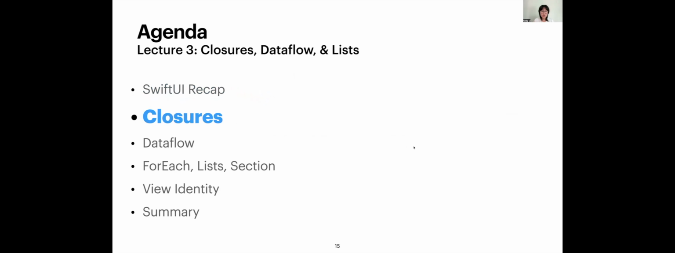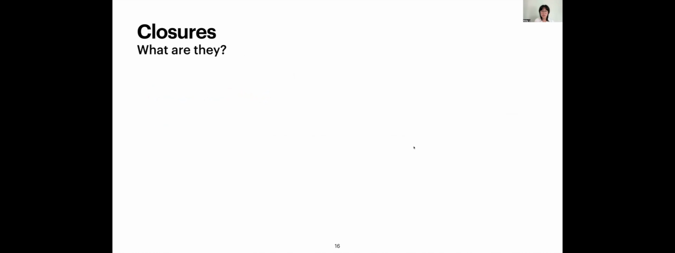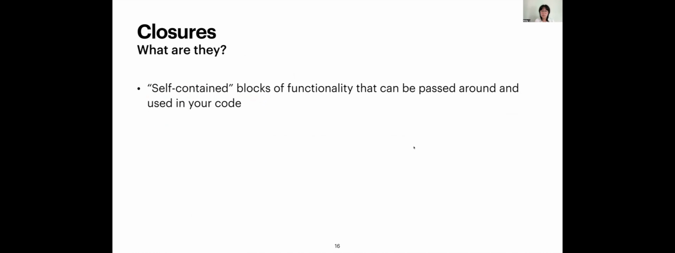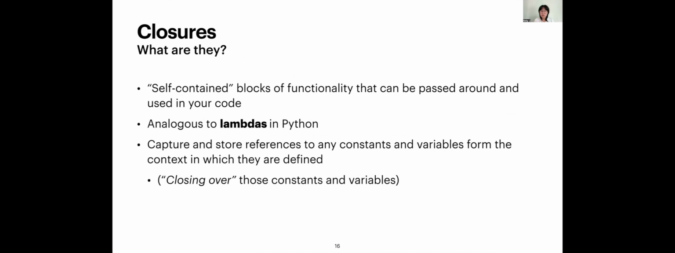So, what is a closure? A closure is a self-contained block of functionality, basically a chunk of code that you can pass around and use in your program. If you've taken CS61A, these are essentially lambdas. One of the special properties of closures is that they can capture and store references to variables and constants from the surrounding context where they're defined. This is called closing over those variables. That's where the name closure comes from. Don't worry if that sounds abstract for now. We will look at concrete examples.